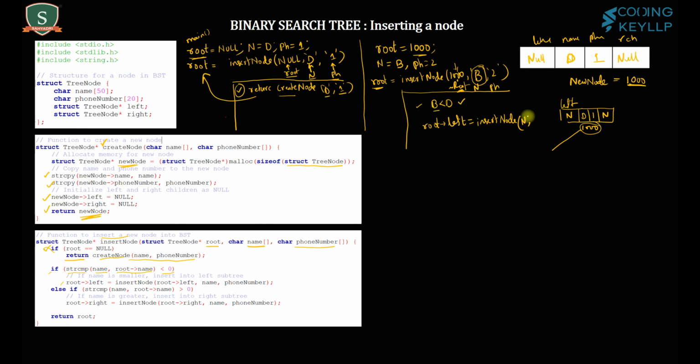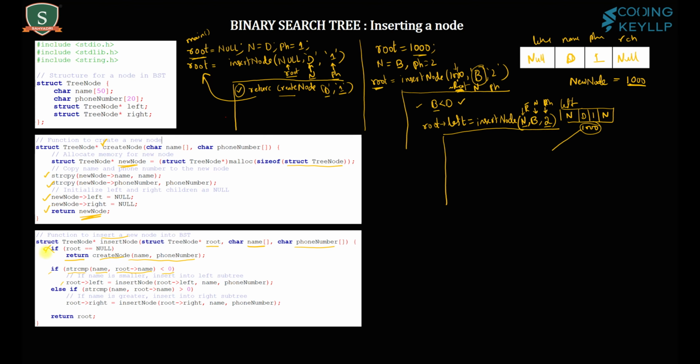What is the name that we want to copy or create? New node B and 2 is the phone number. Now the moment you call the insert node, the insert node will be called again, with one more root, one more name, one more phone number. If you observe, the root over here is different to the other root, because, as I repeatedly mentioned, the scope of the variables is very important to understand. Now here root is null, name is B and phone number is 2.